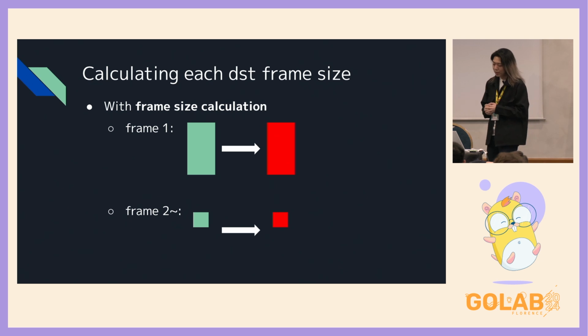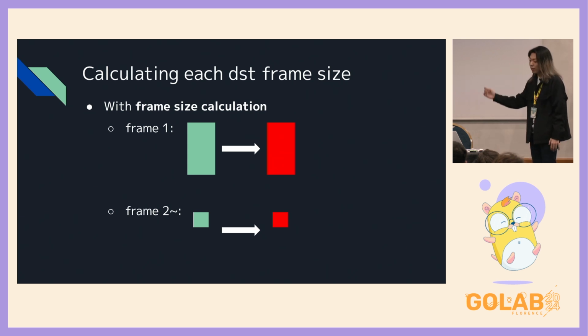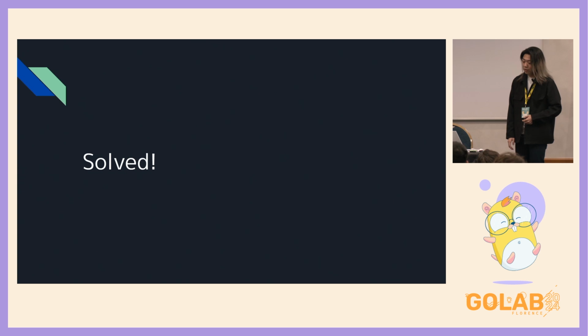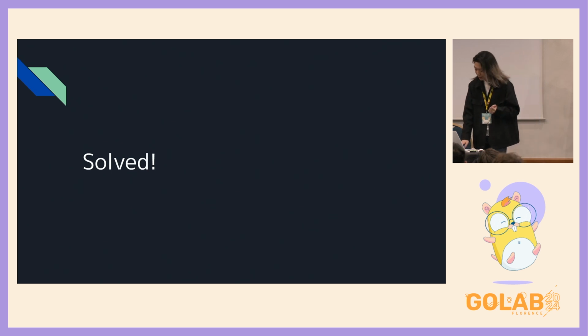Frame 1 remains unaffected as it still contains the full image data just like before. And happily, frame 2 and beyond now become correct. With the frame size calculation, the problem has been solved. Hooray. However, another trap comes up. Let's take a look at the next issue that arises when resizing GIFs.